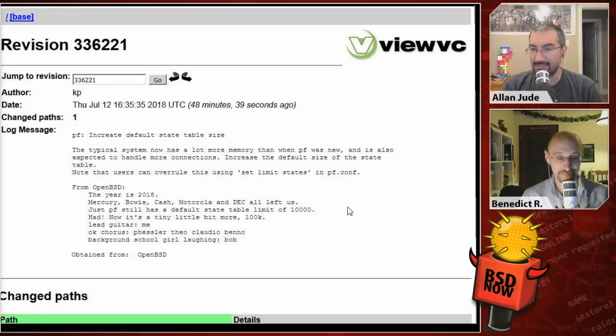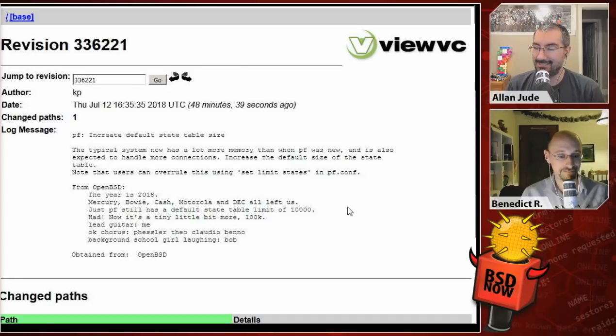And then yesterday, we have a commit here from Christoph Provost, who imported some changes from OpenBSD. This increases the default state table size for PF. The typical system now has a lot more memory than when PF was new, and is also expected to handle a lot more connections, so the default size of the state table is increased. And note that users can always override this setting with the set limit states line in their pf.conf. I know that mine is tuned up to a higher value because the default was not enough.